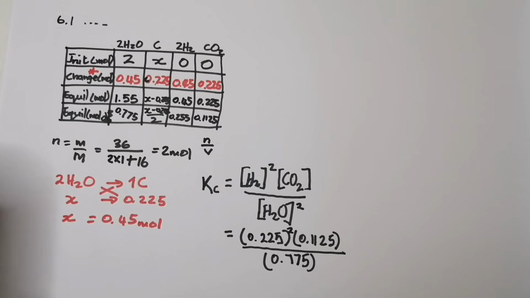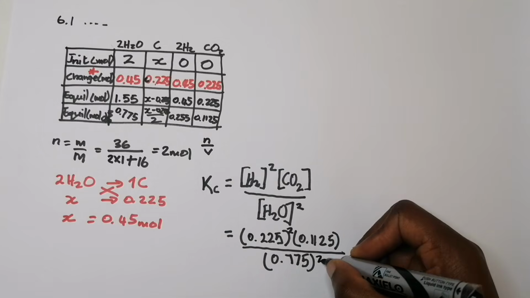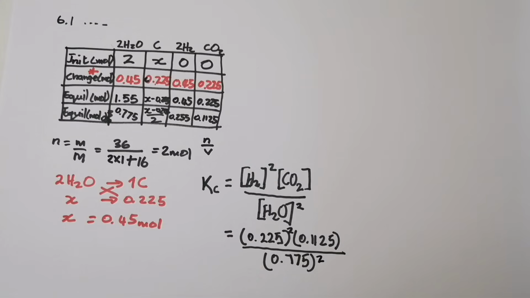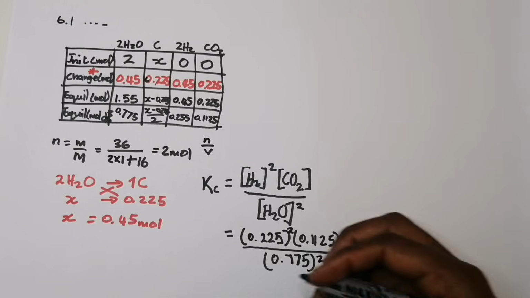So that's 0.225 squared times 0.1125, and we're going to divide that by 0.775. Okay, and remember, we also need to square that part. Right, I get 9.48.